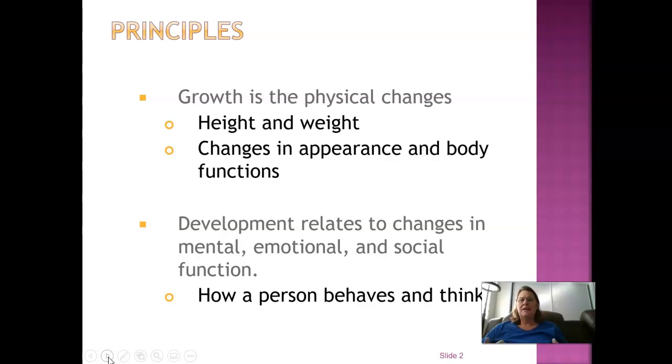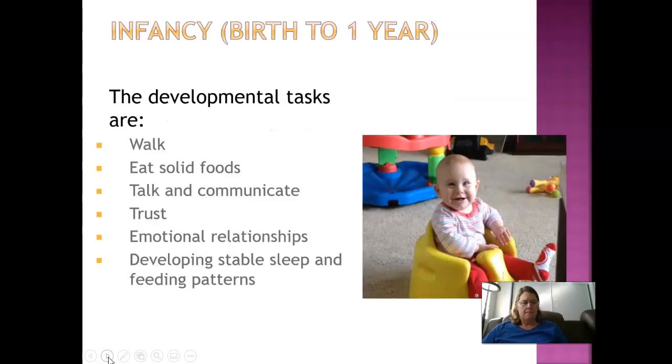When we talk about development, we're talking about the changes in mental, emotional, and social function. How does a person behave and think? And generally, like with children, we see milestones of what's the norm. What do most children reach at a certain age level? That's what we're referring to as development.